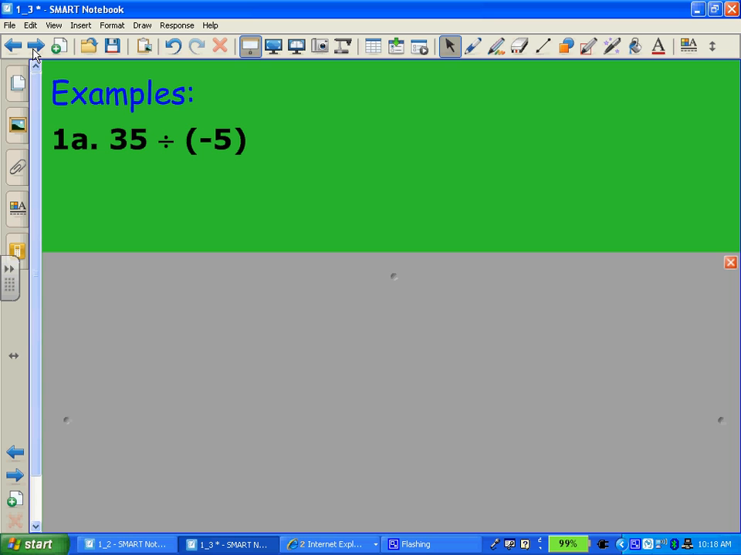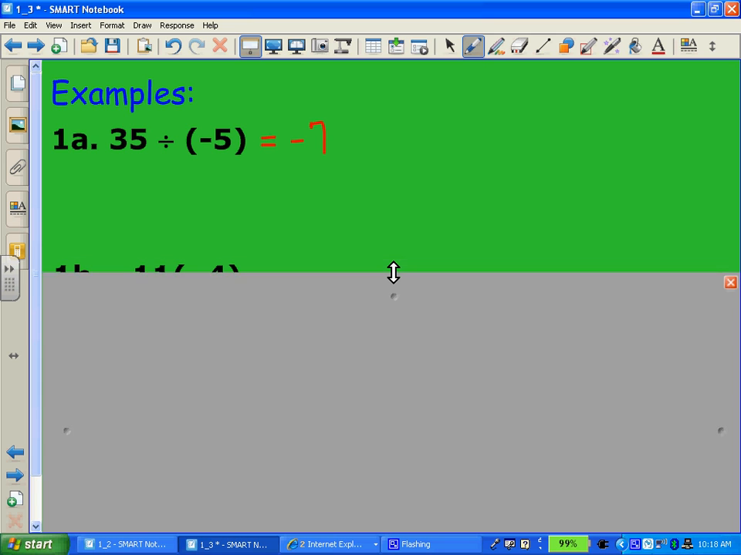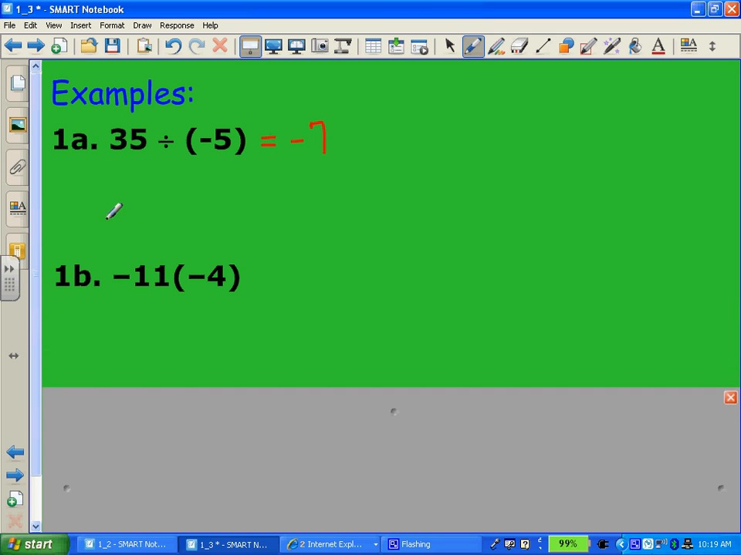So let's work through some examples together here. Here's our first example. We have 35 divided by -5. So all we're going to do is do this like we normally would, and we will decide the sign of our answer later. So 35 divided by -5. Hopefully you know that 35 divided by 5 is 7. Then all we got to ask is, do we have same or different signs? As you can see, we have different signs, so my answer has to be negative. So 35 divided by -5 is -7.